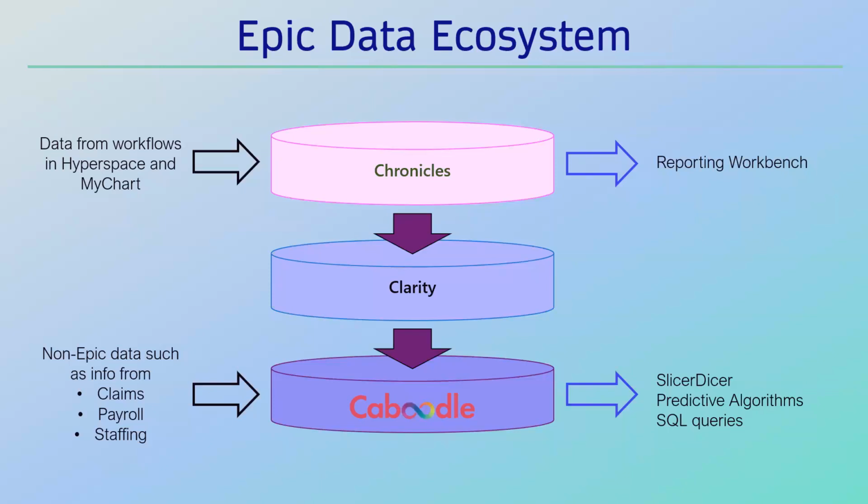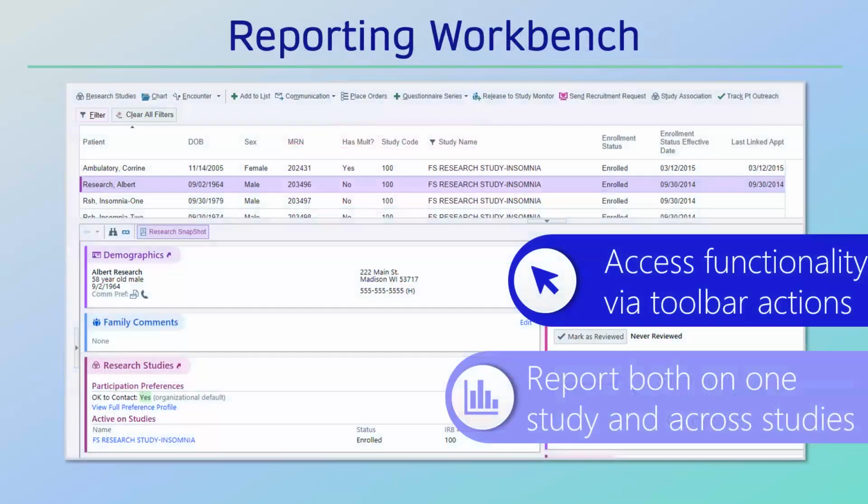We've mentioned both of the most common reporting tools, Reporting Workbench and Slicer Dicer, earlier in this webinar, but here we'll call them out in more detail. Reporting Workbench pulls its data directly from Chronicles. This means it's great for real-time reporting. For research specifically, the patient's association to a study provides a search base that allows the study's team members to quickly identify their own patients.